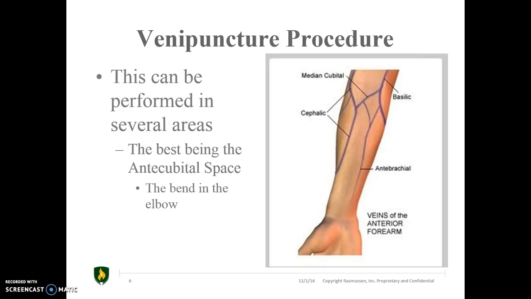The cephalic vein is the second most common. It's not nearly as large, but it is better anchored than your basilic vein. It's found on the outer edge or the thumb side of your antecubital space.